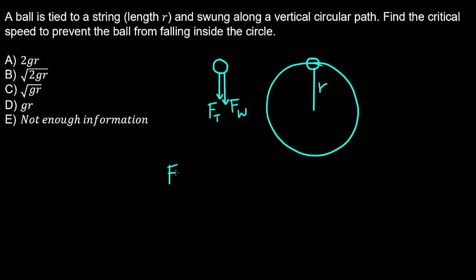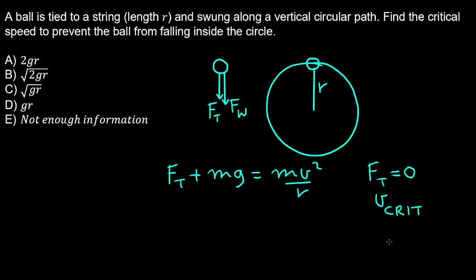So therefore the tension force plus the force of weight is equal to the mass by the centripetal acceleration. And the critical speed is when there's no tension in a string. So that's when Ft is 0. So solving this equation, when Ft is 0, we end up with the critical speed of root gr. So the correct answer is C.